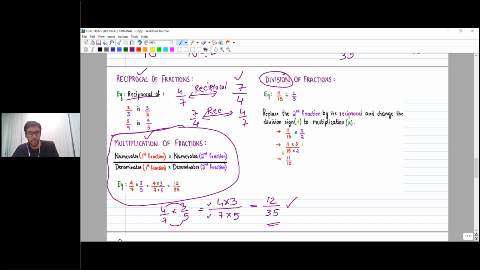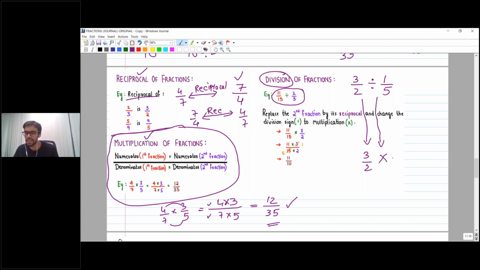So why is this reciprocal important? Reciprocal is important for finding the division of fractions. For example, if I have 3 by 2 divided by 1 by 5, how do you divide these two fractions? Whenever you have these kinds of divisions, you write the first fraction as it is. The first fraction is 3 by 2, and the division symbol will change to a multiplication symbol.